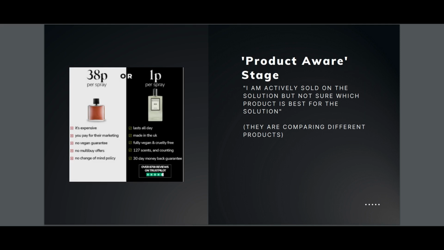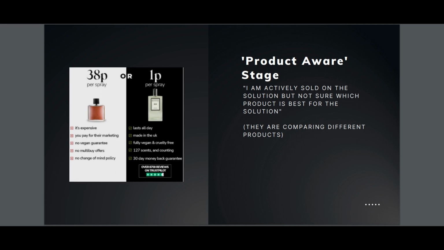Now, the product aware. This is where the consumer is actively sold on a solution, but just isn't sure which product is best for the solution. So here, they're just basically comparing different products. Now, here's an ad right here on the left. This is a very, very common type of product aware ad, and it's just basically comparing their product to their competitors. This is where you show your superiority and authority in your niche.